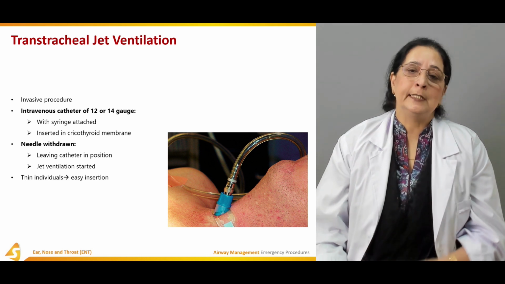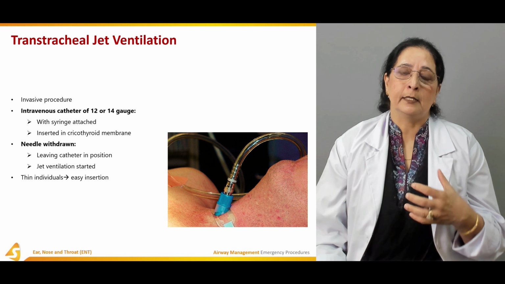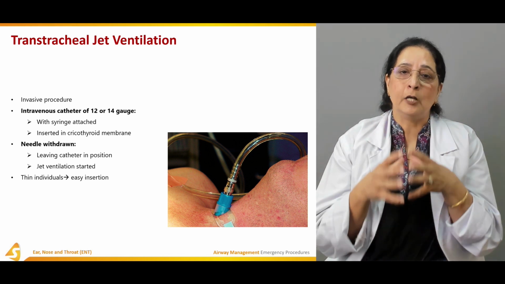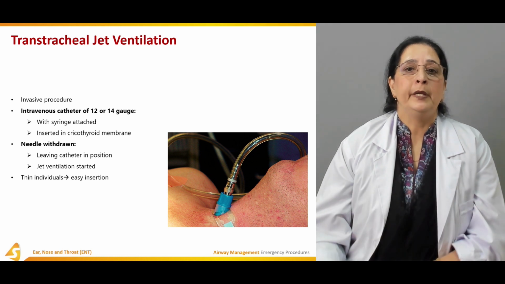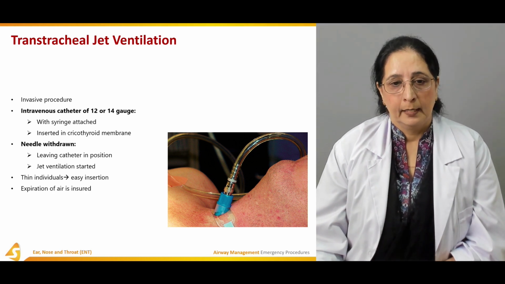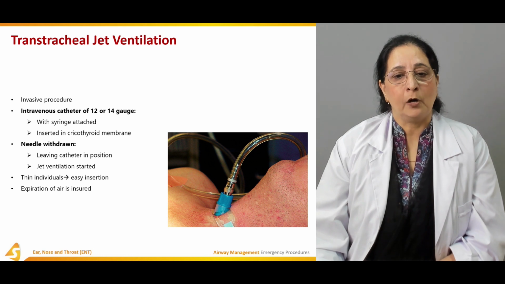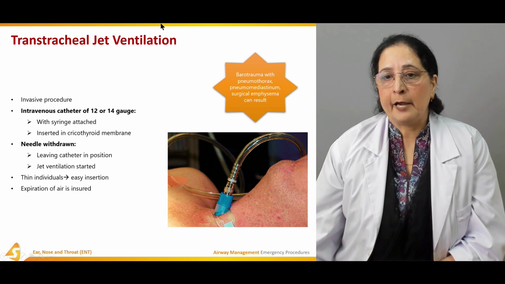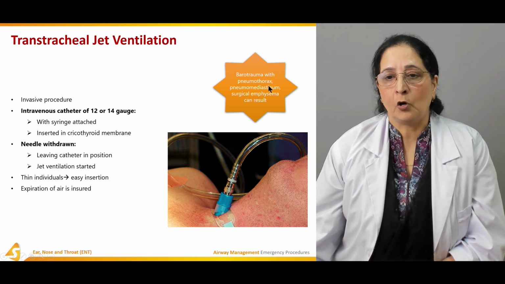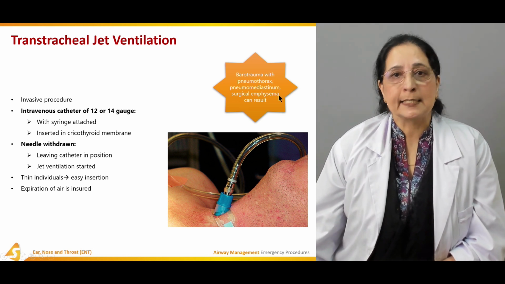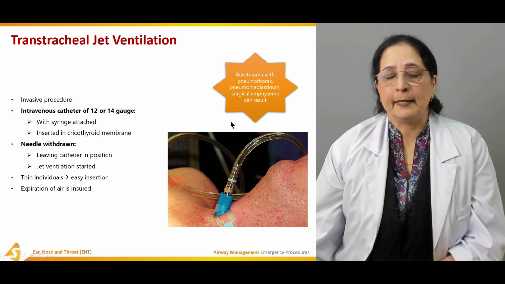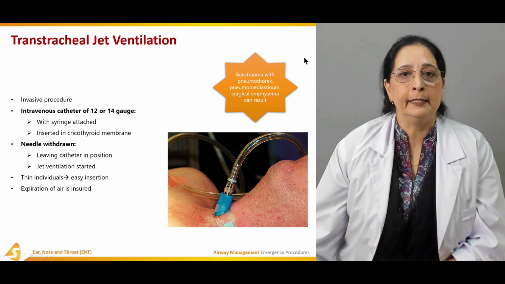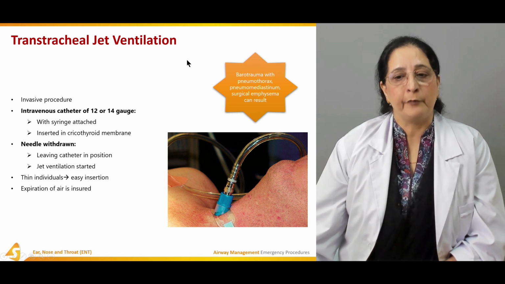In thin individuals it is easy to insert. In individuals who are obese with thick necks, it is hard to insert and should be avoided. Expiration of air is ensured. Barotrauma with pneumothorax, pneumomediastinum, surgical emphysema can result. So these are all the complications associated with transtracheal jet ventilation.